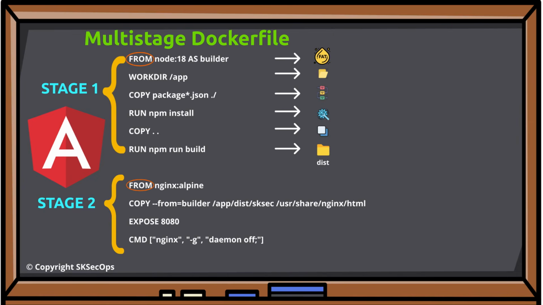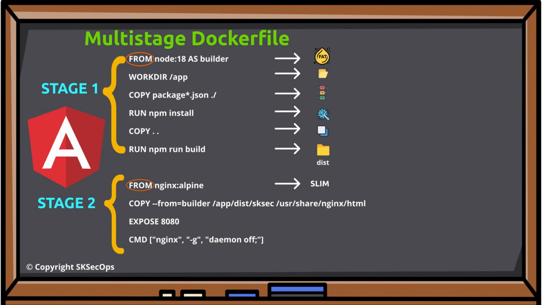RUN npm build will build the application and produce the artifact. Here it is the dist folder. Now we will discuss the second stage as well. FROM nginx:alpine sets a new lightweight image with Nginx because we need runtime only.